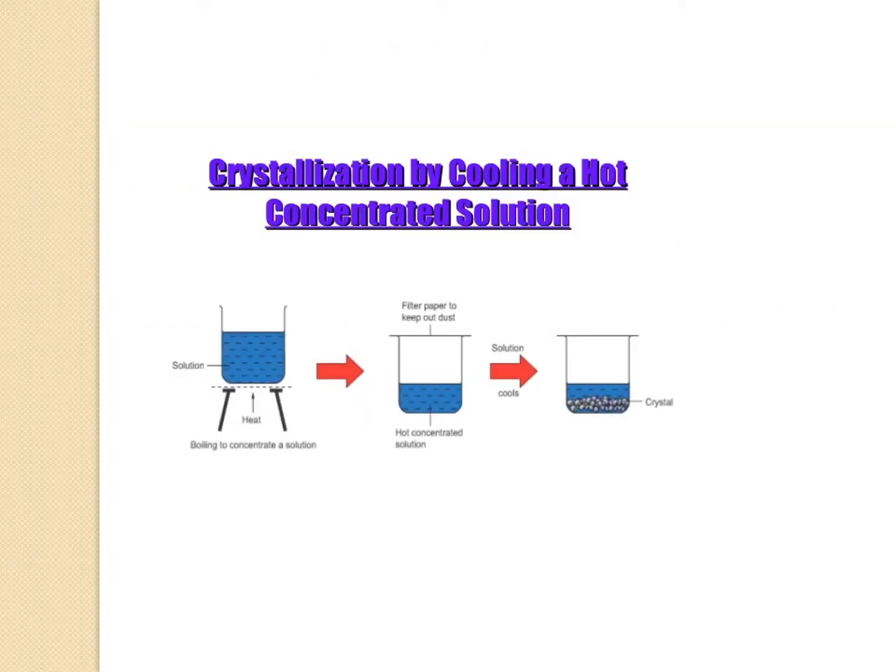Crystallization by cooling a hot concentrated solution, apparatus. The first beaker we take has our prepared organic solid. The organic solid solution is heated to reduce it to half the amount. The reduced solution is the concentrated solution, so it is a hot concentrated solution. The hot concentrated solution is filtered and allowed to cool. So, the crystals are formed.